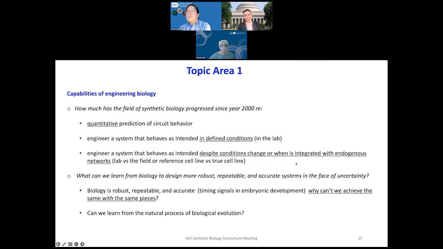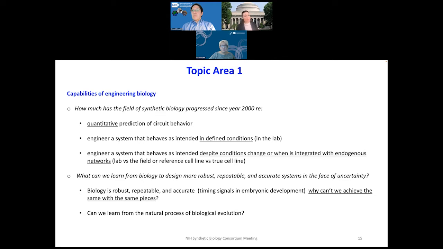So at least in the lab, where everything in the environment is well controlled. And instead, to what extent can we engineer a system that behaves as intended despite the conditions changing around it? For example, in the field, or in a reference cell line versus a true cell line. And then to what extent can we learn from biology to design more robust, repeatable, and accurate systems in the face of uncertainty? And here we have a plethora of examples from biology regarding robustness, repeatability, and accuracy, right?